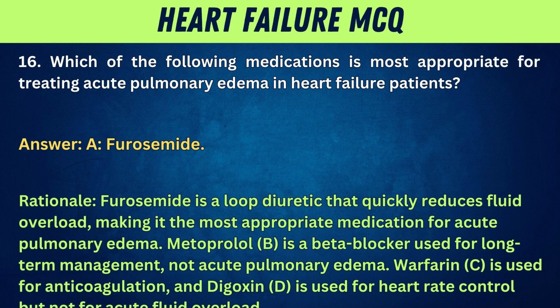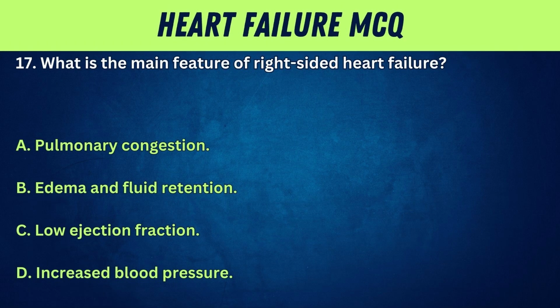pulmonary edema. Metoprolol, B, is a beta blocker used for long-term management, not acute pulmonary edema. Warfarin, C, is used for anticoagulation, and digoxin, D, is used for heart rate control but not for acute fluid overload. 17. What is the main feature of right-sided heart failure?